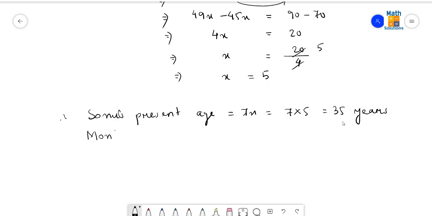Then Monty's present age is equal to 5x. It will be 5x, that is 5 into 5. The result will come as 25 years. So these two are the required answers.